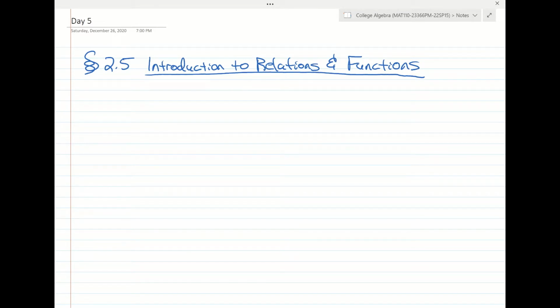So, first thing let's do is define these. What a relation is. A relation just shows how two quantities affect each other.